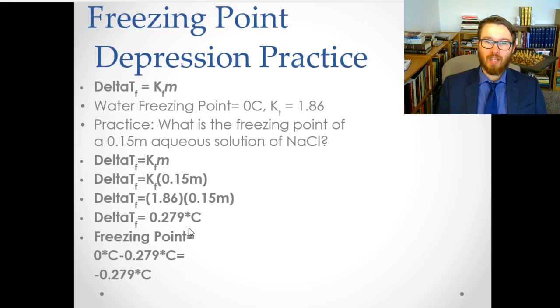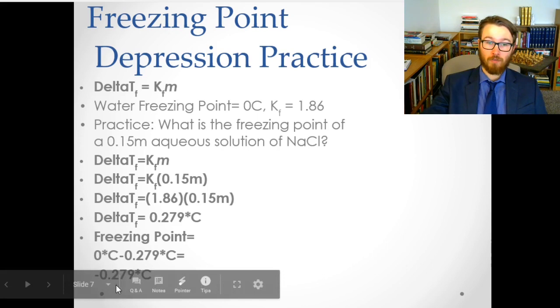That means the change in the freezing point is 0.279 degrees Celsius. That's the change in the freezing point, not the new freezing point. Because if that was the new freezing point, that'd be above 0, but that's crazy because freezing point depresses. So the new freezing point, not the change in freezing point, the new freezing point is the original freezing point, which is 0, minus 0.279 degrees Celsius. And so the final answer, the new freezing point, is 0.